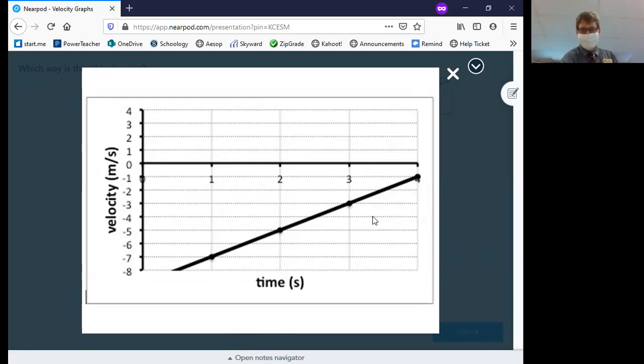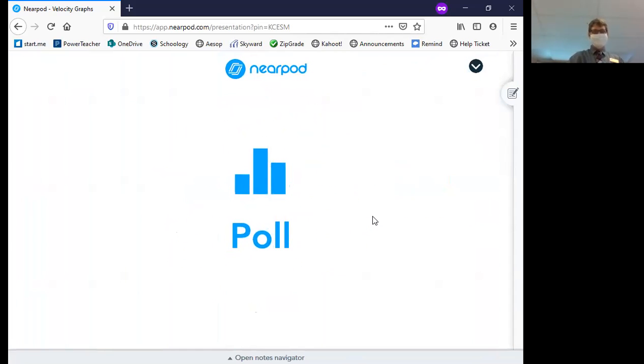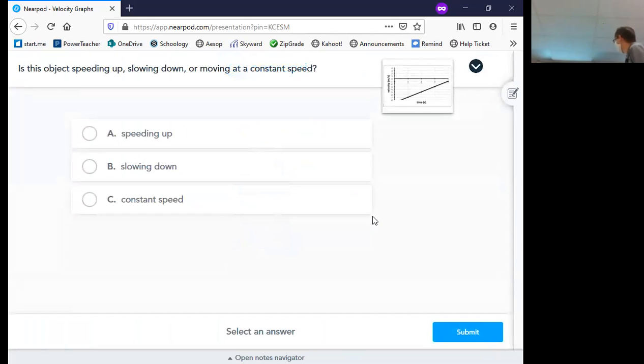All right, next question. Wait, it lets you change your answers? That's not fair. Okay. Is it speeding up, slowing down, or moving at a constant speed? Yes. All of them. It's doing all three at the same time.